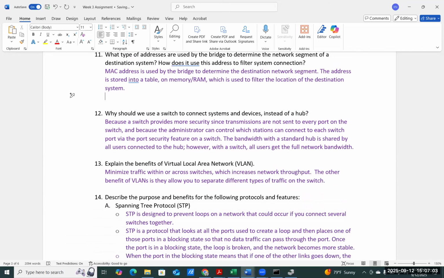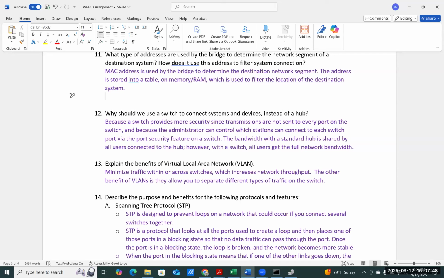why should we use a switch to connect the systems and devices instead of a hub, right? The benefit is that the switch provides security since your transmission is not sent to every port. The hub sends it to everybody, and that can create privacy issues and a lack of security. Imagine if your data goes to all the systems on that segment. You don't want that, right? You don't want that broadcasting to everybody, to all the systems connected to all ports. So you have more security. You also have more reliability with the switch.